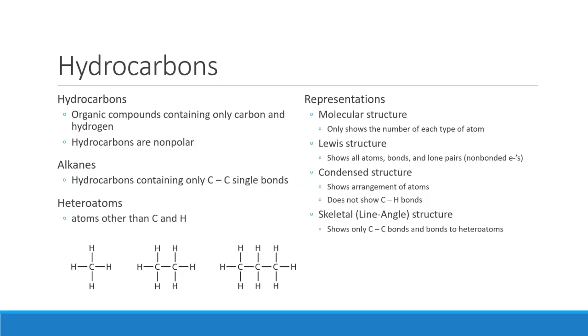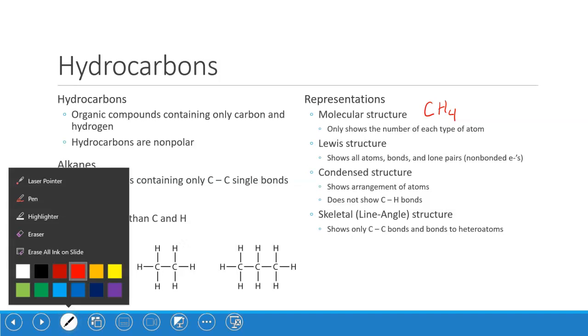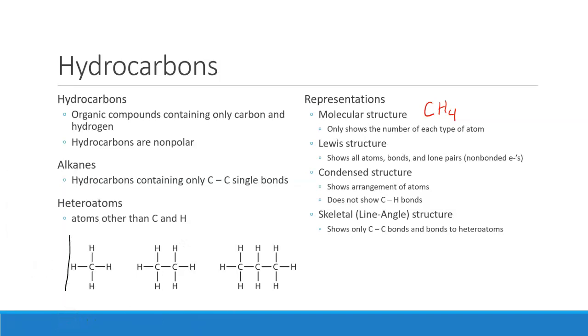So that means no double or triple bonds. Alkanes only have carbon-carbon single bonds. And if you see the word heteroatoms, that simply means any atom other than carbon and hydrogen. Now we can represent these organic compounds in several different ways. And we have looked at molecular structures and Lewis structures before. A molecular structure might be something like CH4, and Lewis structures are shown down in this bottom left-hand corner.